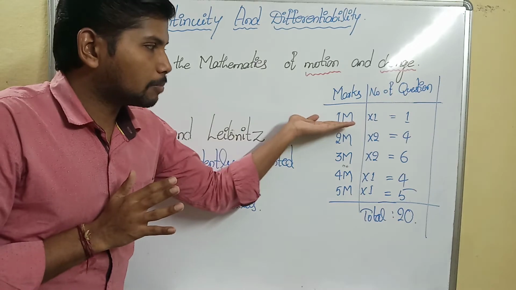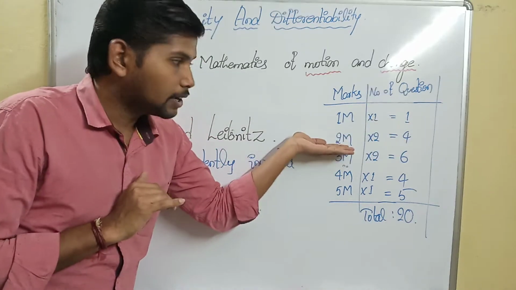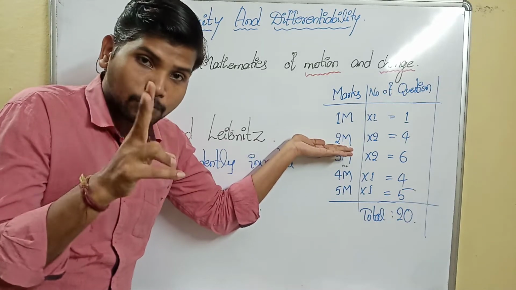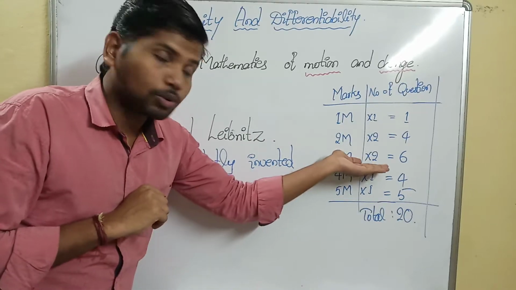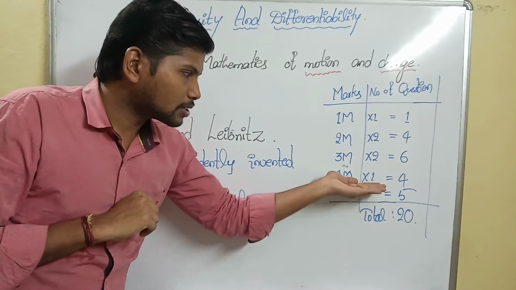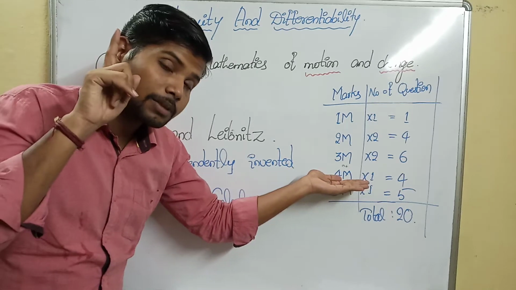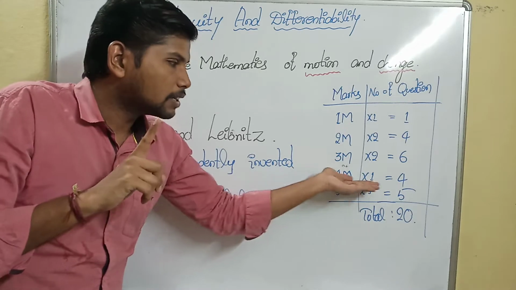From Part A, 1 mark, 1 question will be there. 2 marks, 2 questions will be there, that is 2 into 2, which is 4. 3 marks, 2 questions will be there, that is 3 into 2, which is 6. 4 marks, 1 question, a tagged question, will be there in Part E.